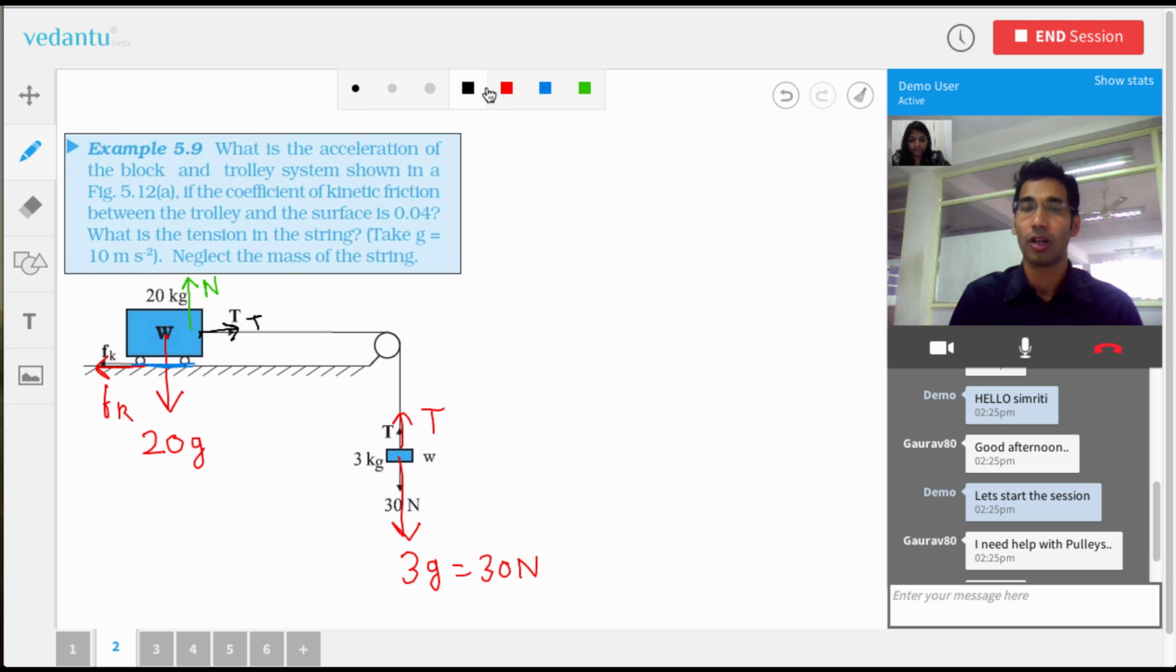Alright. Now, the only thing that remains is how to find the value of tension, because this is what is asked. We need to find the tension in the string. So very simple. Let's find the values of all the forces here. Now the friction, indicated as Fk, is denoted numerically as mu into N. So we'll write it here. Fk is equal to mu into N.